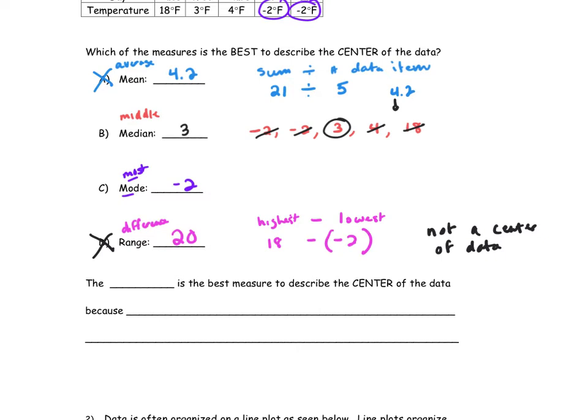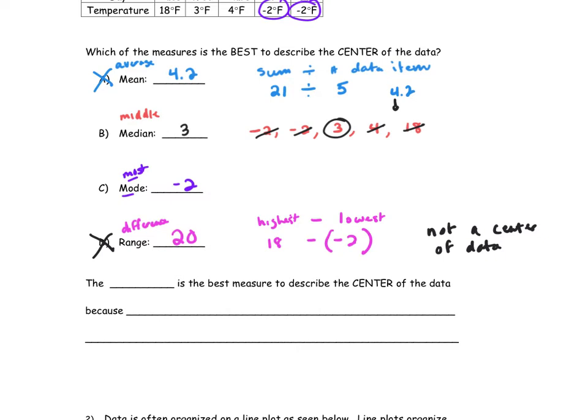Let's look at the median. The median is 3, and if I look at it, it's in the center, so there's 2 numbers below and 2 numbers above. The 2 numbers below are both the same, but they're negative, and the 2 numbers above are positive, and there's what we might refer to as an outlier. This is much larger than the rest of the numbers. However, this is pretty much the center of the numbers. So I think so far the median is the best.